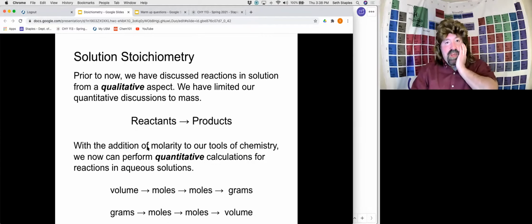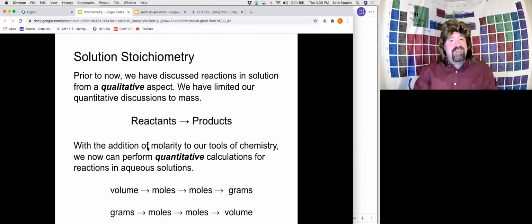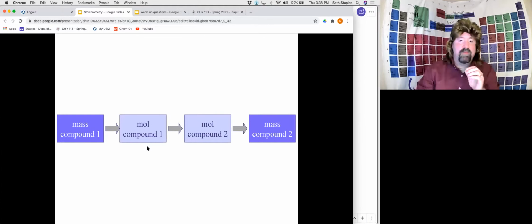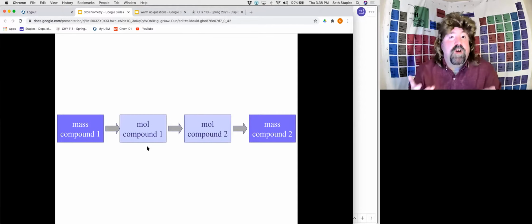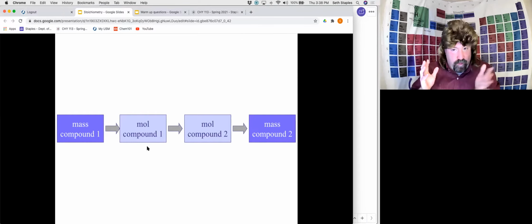So lastly today, we're going to talk some about solution stoichiometry. And we've actually talked about some of this before, so I'm just going to skip the slide and go right to here. When we first started talking about stoichiometry, we looked at this flow chart, where we're quite often given the mass of one substance, and we convert that to moles of that substance, and then use our equation to convert to moles of the substance we're looking for, and then use the molar mass of that substance to find the mass of it.